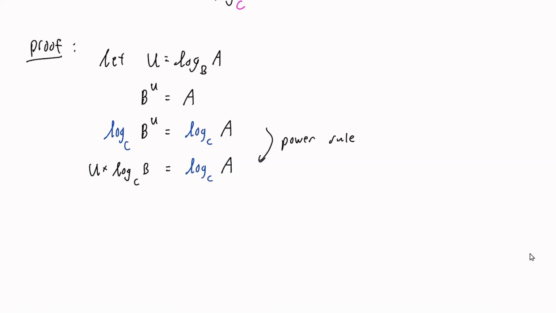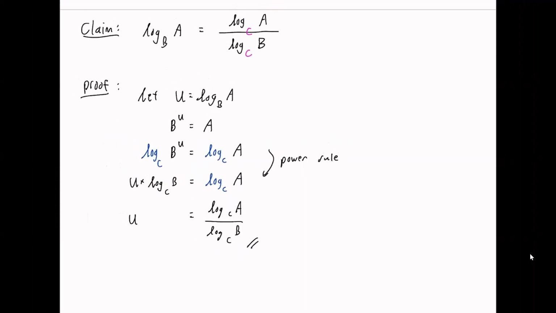Okay. Then what happens now? I can make u the subject. What do I need to do? Bring over, so it divides. So you get log a base c divided by log b base c. Ta-da! But what's u? U is, if you recall, the first guy. Then now you can replace the u with this guy, equals log a base c divided by log b base c, which is exactly what we wanted to prove.